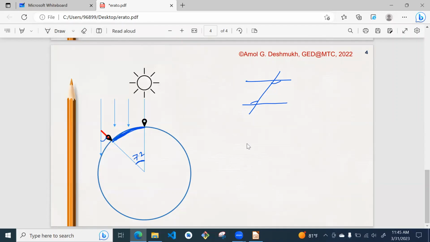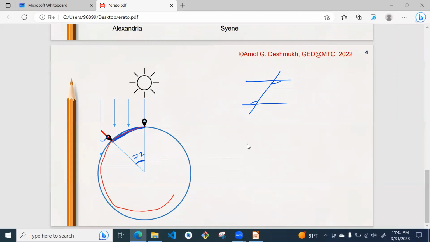By using this logic, he found the total distance. Total distance means this whole distance, which is the circumference of the circle, starting from here and going around the circle up to this point. This is the circumference of the earth. He knew that the total angle is 360 degrees. So for an angle of 7.2 degrees, the distance was 5,000 stadia.